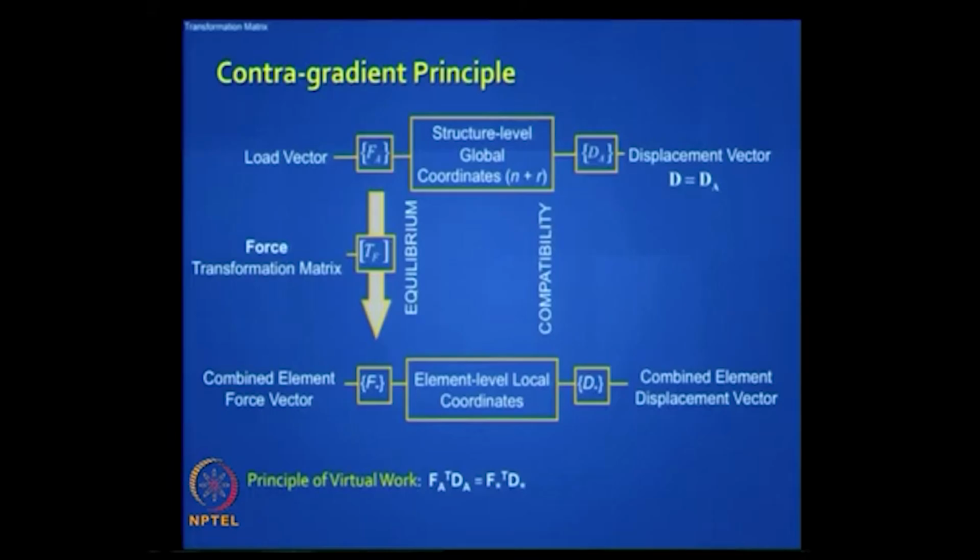Okay. Now because we are keeping reactions out of this game, anyway reactions do not do any work if the supports do not move, we have FA transpose DA, agreed, is equal to F star transpose D star, agreed. Total external virtual work product is equal to total internal virtual work product. What do you need to substitute now? F star equal to TF FA. There, now you are good.